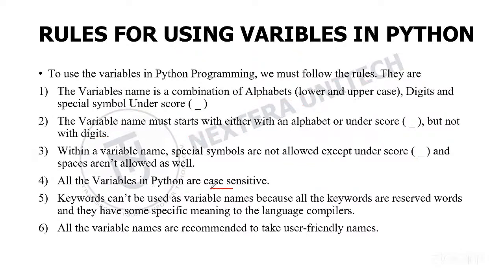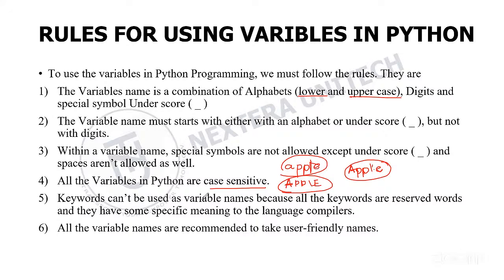And all the variables in Python are case sensitive. Case sensitive means we have lowercase and uppercase and also mixed case, right? So if you write apple in lowercase, that would be different from APPLE in uppercase. And if you give capital A and p, p, l, e, that would be a different variable as well. So this variable is different from this variable and different from this variable. So the variables in Python are case sensitive.